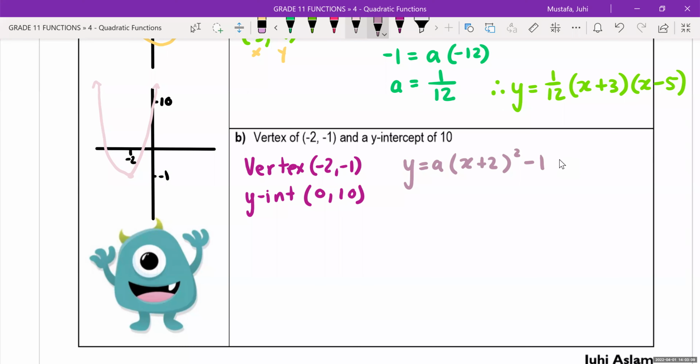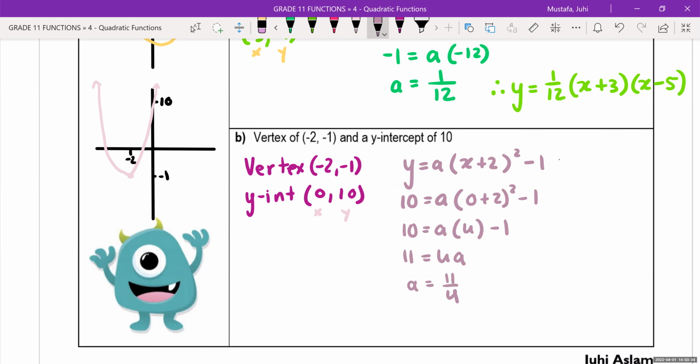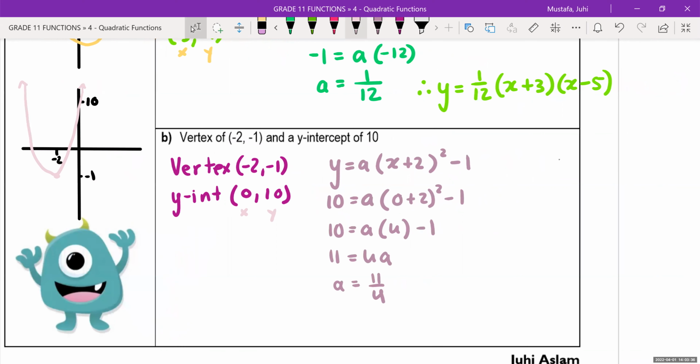Now, luckily in this question, we've been given another point. So we're going to plug that in and then solve. So 10 is equal to a 0 plus 2 squared minus 1. 10 is equal to a times 4 minus 1. I'll move that to the other side. So 11 is equal to 4a, and a is just going to be equal to 11/4. So our final answer is going to be y is equal to 11/4 bracket x plus 2 squared minus 1.